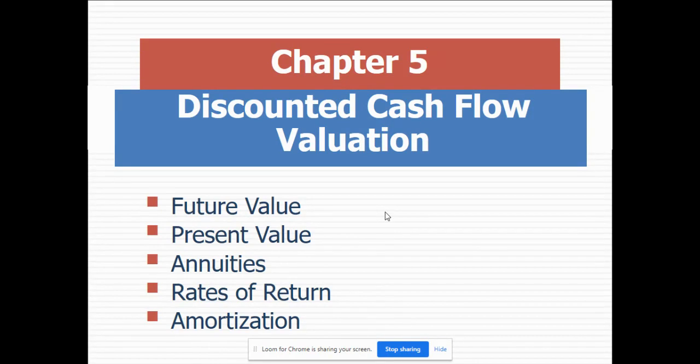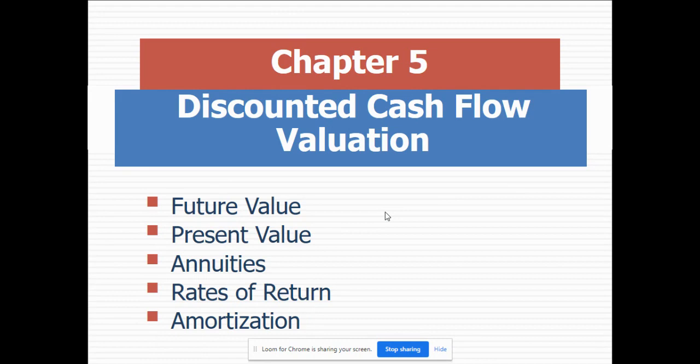All right, so class, today we're going to start with chapter 5. Chapter 5 is on discounted cash flow valuation. This is basically a continuation from chapter 4 on time value of money. Whatever you learned in time value of money will be carried forward in chapter 5, and a few of the calculations are just slightly more advanced than the previous chapter.